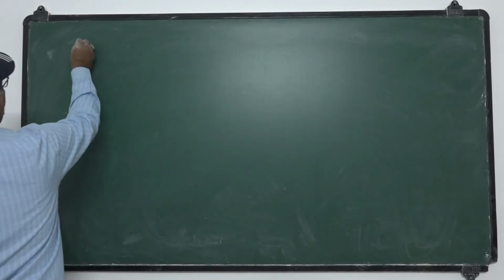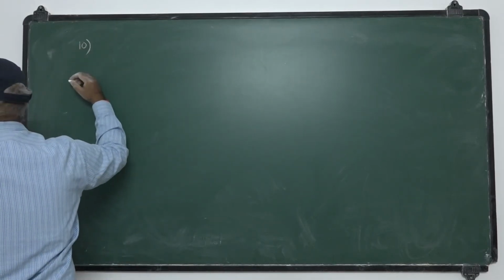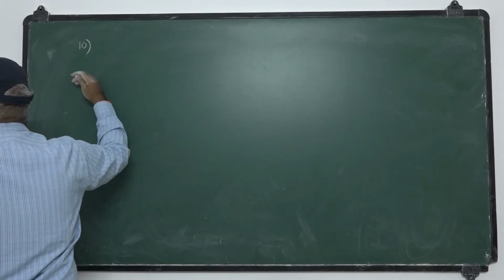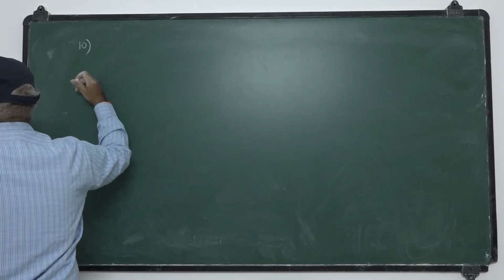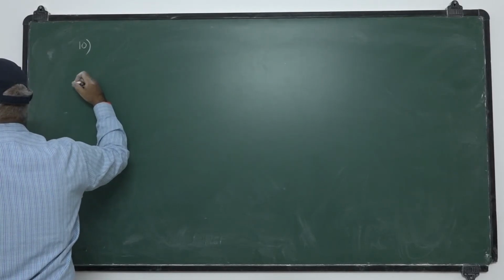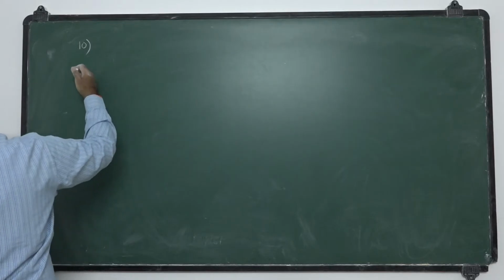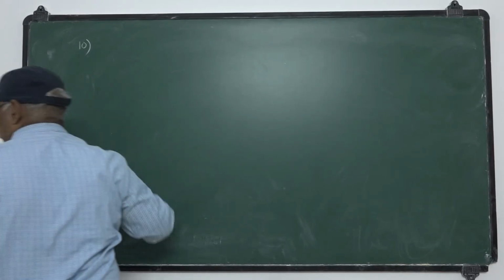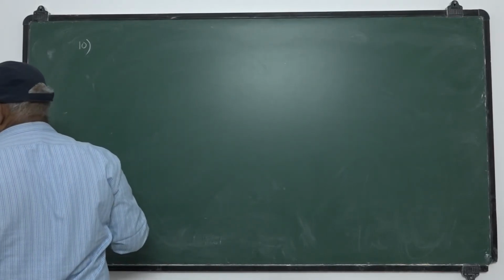Tenth problem. Ninth one is a simple problem. Just mod x square minus mod a square is 12. Mod a square is given as 1. And so we get mod x square immediately.